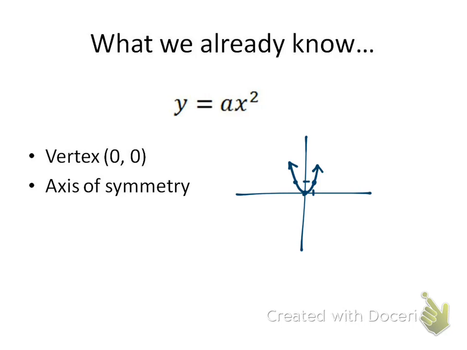And this axis of symmetry was where you could fold your paper in half. And it had a particular line. It was a vertical line through the origin. And it had the equation x equals 0.